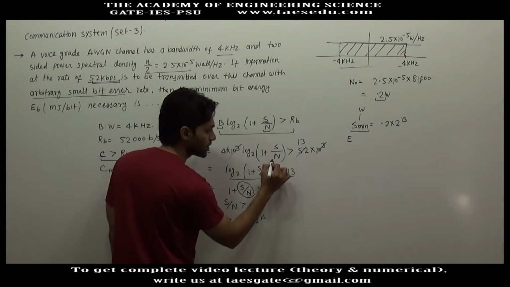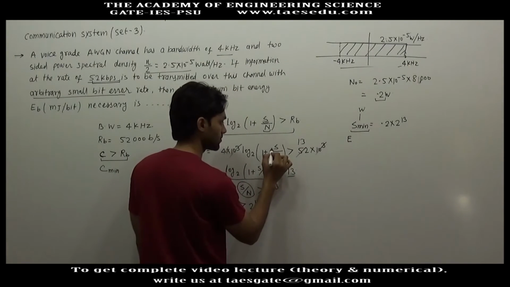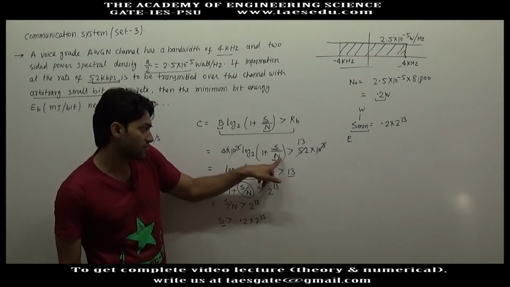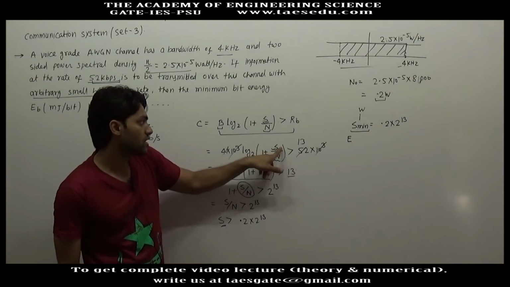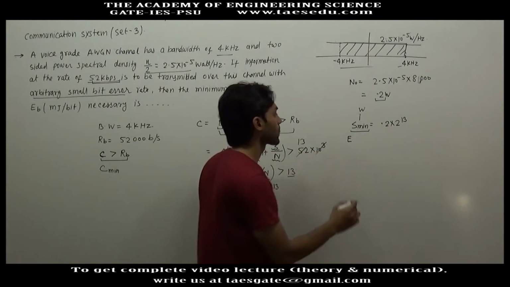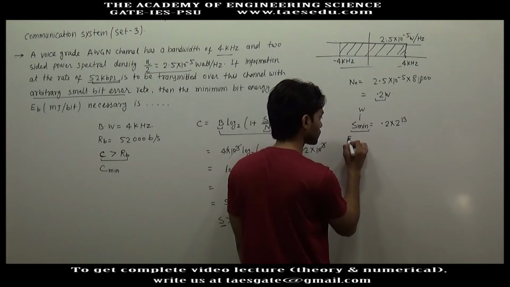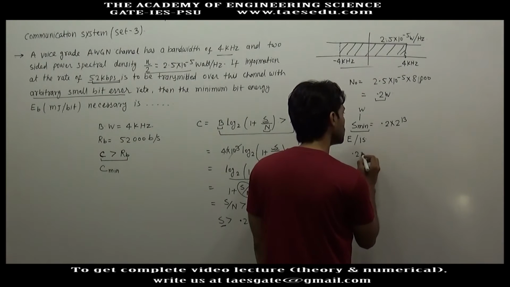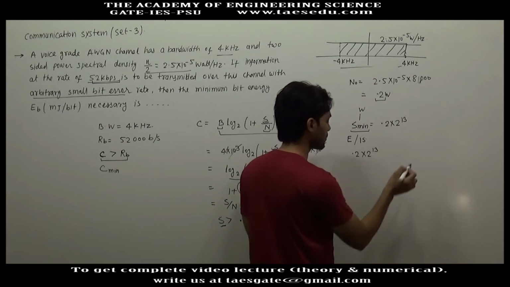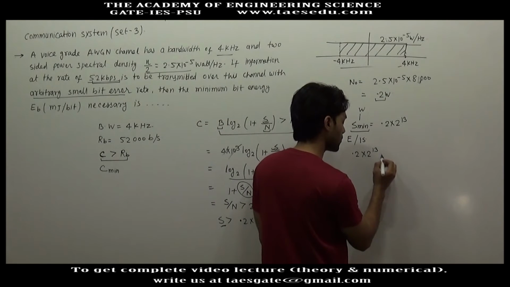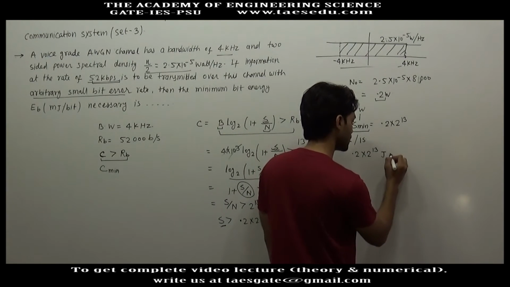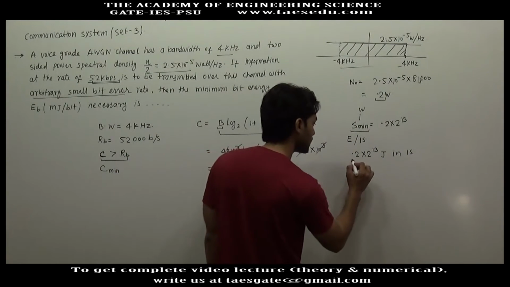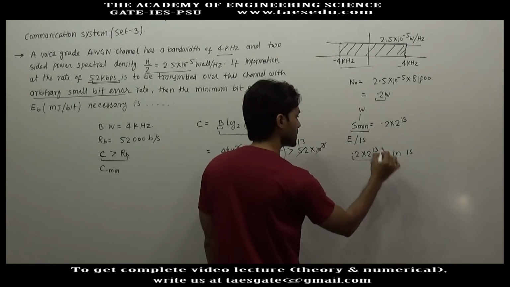Since I have taken n in watt, s will obviously be in watt, because this quantity s by n has to be unitless. So if n is taken in watt, s will also be in watt. Power is nothing but energy per second, so we must have 0.2 into 2 to power 13 watt power. It means this much joule energy in 1 second. We will see that in 1 second this much energy has to be transmitted.